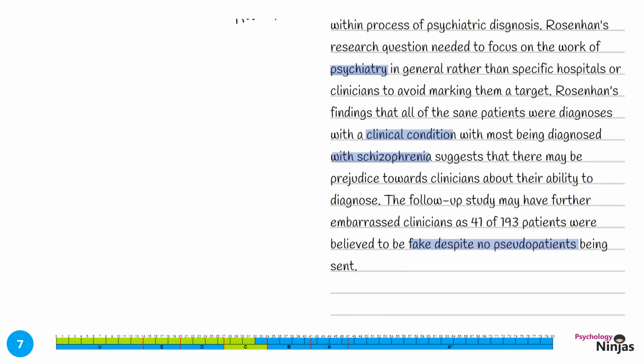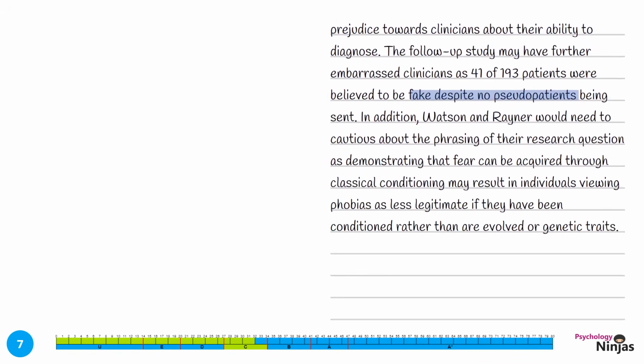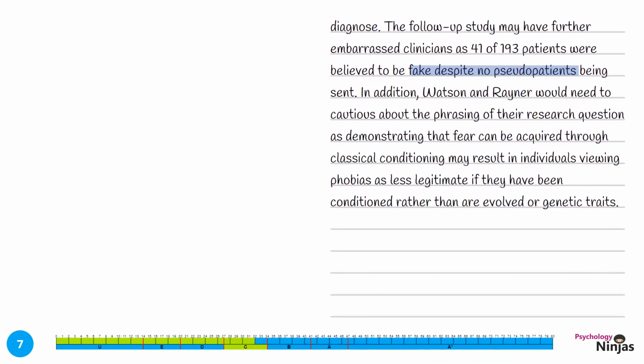We then want to move into looking at Watson and Rayner's study. In addition, Watson and Rayner would need to be cautious about the phrasing of their research question, as demonstrating that fear can be acquired through classical conditioning may result in individuals viewing phobias as less legitimate if they have been conditioned rather than evolved or genetic traits. We've focused here on the implications of fear being acquired through classical conditioning, suggesting that it may be viewed as less legitimate if it wasn't coming from genetic factors.